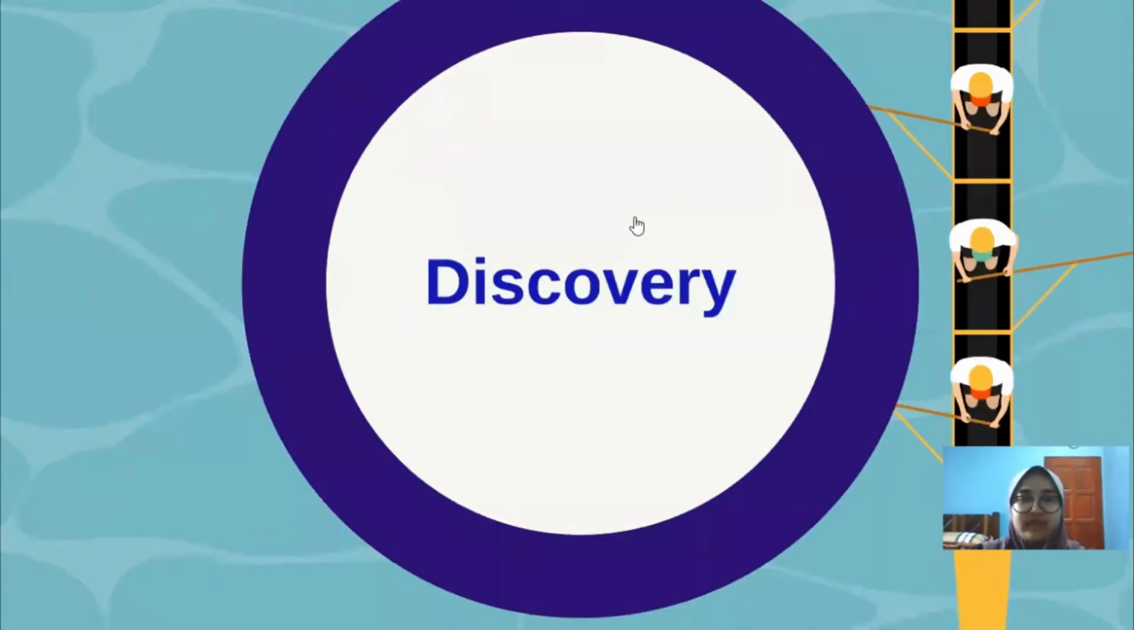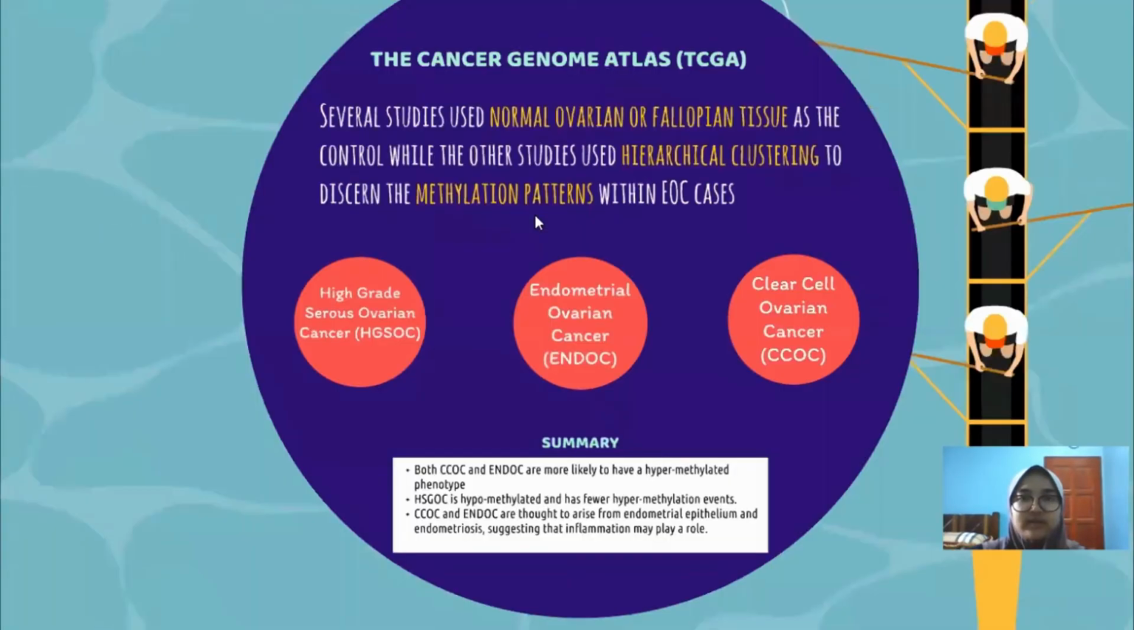For genome-wide analysis, The Cancer Genome Atlas studies use normal ovarian or fallopian tissue as the control, while other studies also include hierarchical clustering to discern the methylation pattern within EOC cases. The most commonly studied ovarian cancers are high-grade serous ovarian cancer, endometrioid ovarian cancer, and clear cell ovarian cancer.